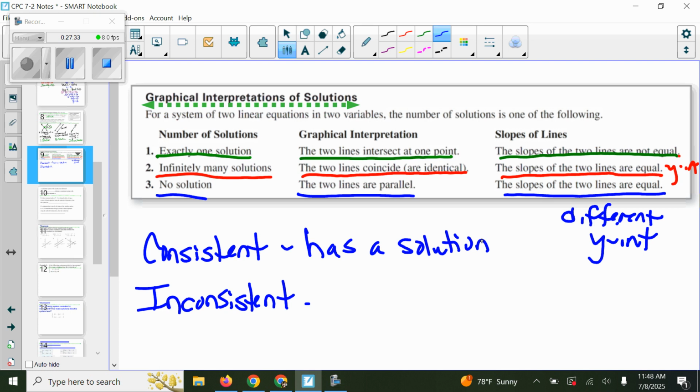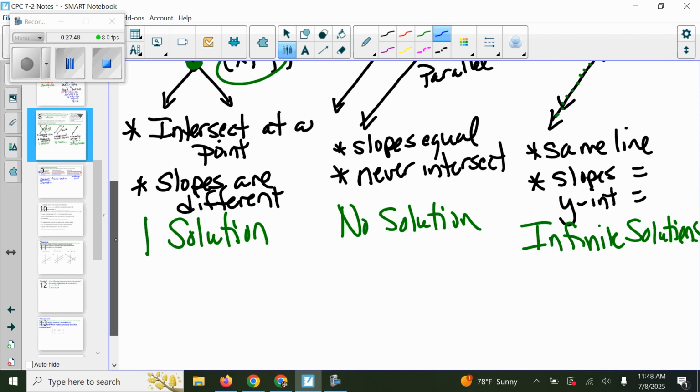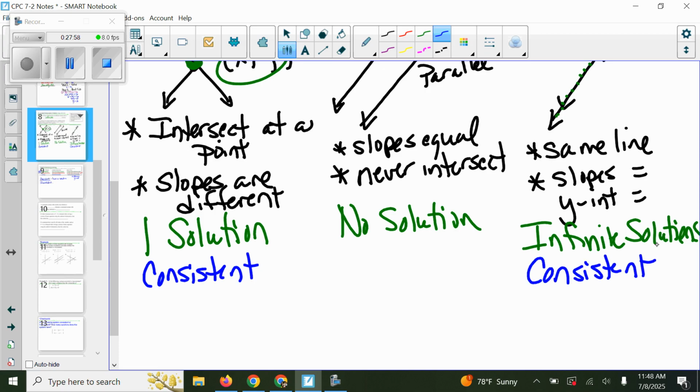So a consistent system would be exactly one solution. That would be consistent. And then the infinitely many solutions, that would be consistent. So I'm going to go back on our pictures that we drew. That first scenario right there where there's one solution, I would call that a consistent system. So I'm going to go ahead and go back and label these. Infinite solutions would also be consistent. If you think of something that's consistent, it makes sense. This means it has a solution.